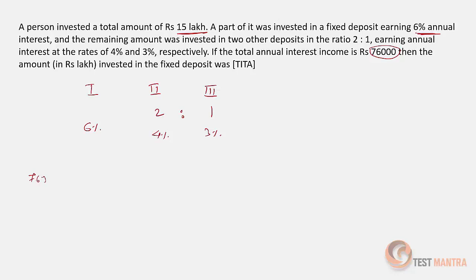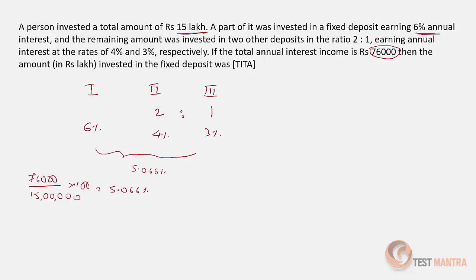So 76,000 by 15 lakh, into 100, let's consider that's approximately 5.066%. Because the overall average for these is nothing but 5.066%. So it's a clear case of allegation. We can always apply allegation here.